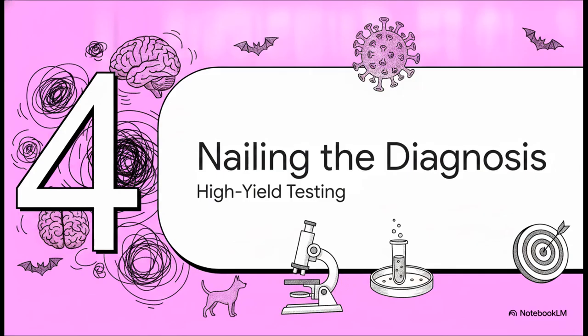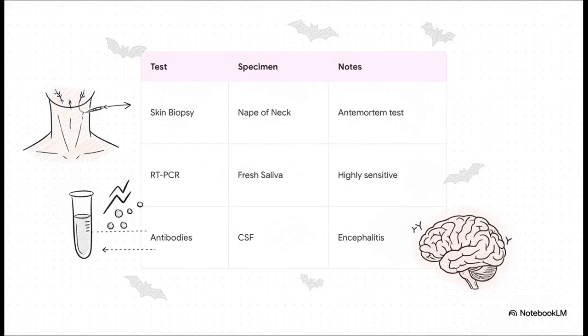So how do we prove it? Section 4. Nailing the diagnosis with high-yield testing. Let's run through the specific diagnostic tests you need to order ante-mortem, meaning while the patient is still alive. Drill in on this first one. The highest yield ante-mortem test is a skin biopsy, taken specifically from the hairy skin at the nape of the neck. Why the neck? Because the test detects the rabies antigen in the cutaneous nerves that live right at the base of the hair follicles.